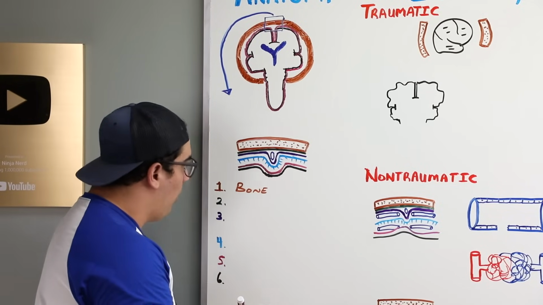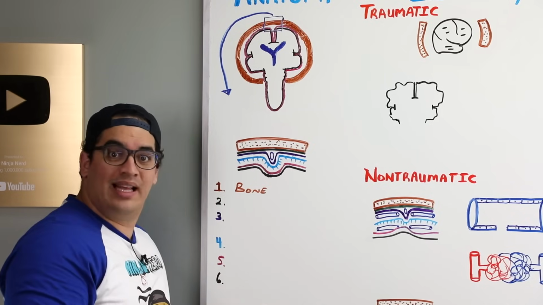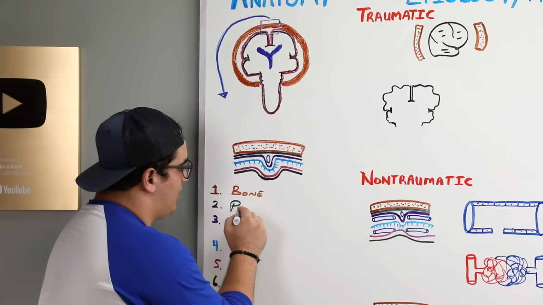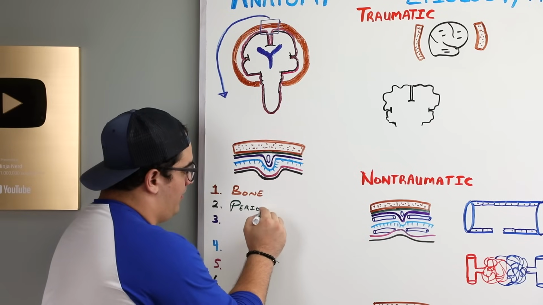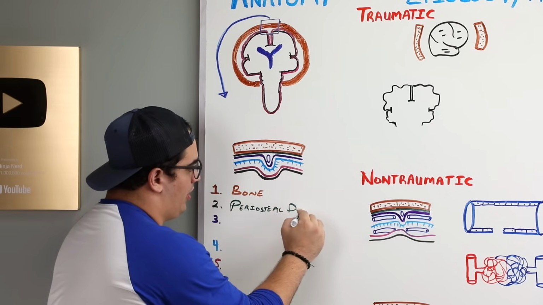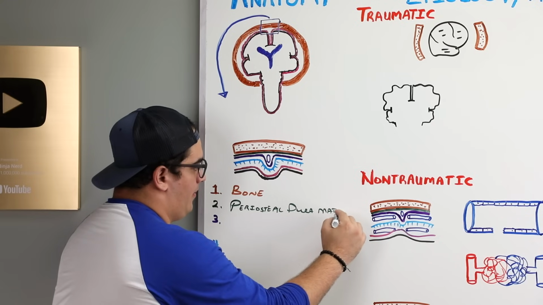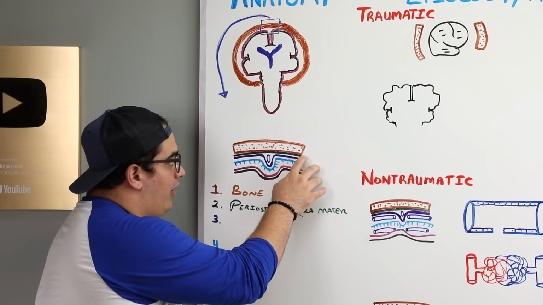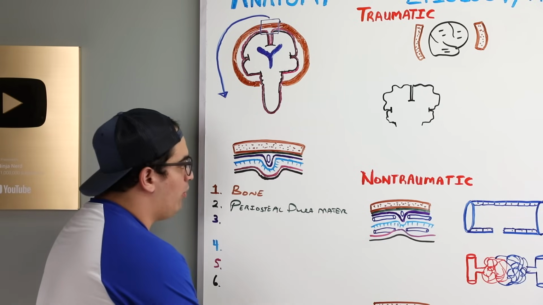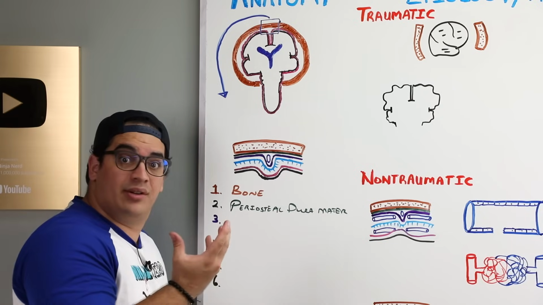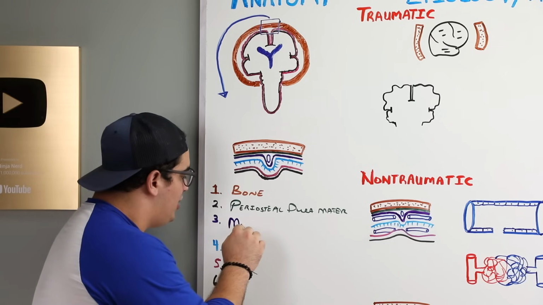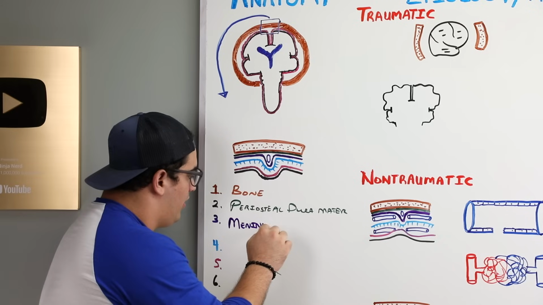Underneath the bone of the skull is this green layer. That's called the periosteal layer of the dura mater. We'll put dura mater. All right, beautiful. Now, there's a space that exists between the periosteal layer of the dura mater and this purple layer, and that is called the epidural space, right? But that purple layer is called the meningeal layer of the dura mater.